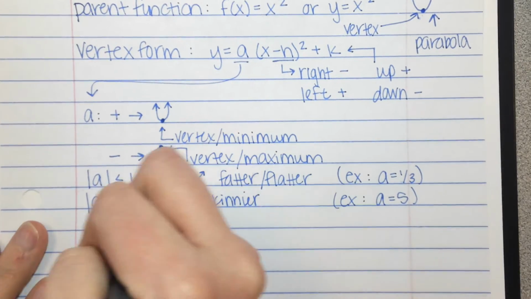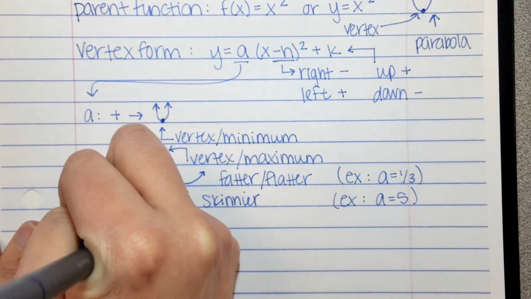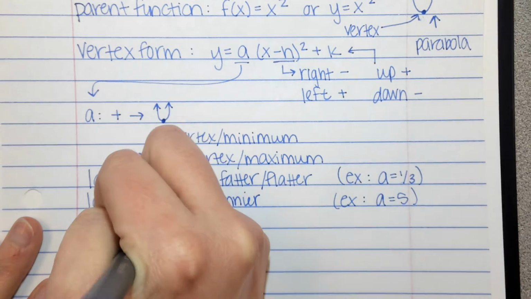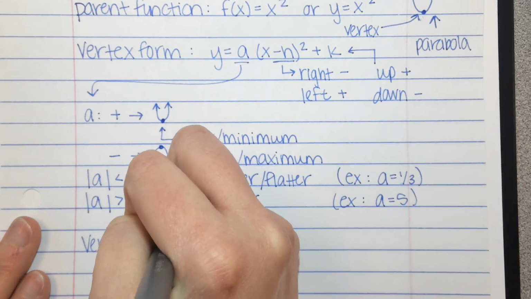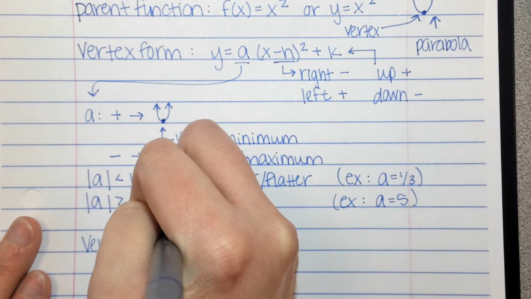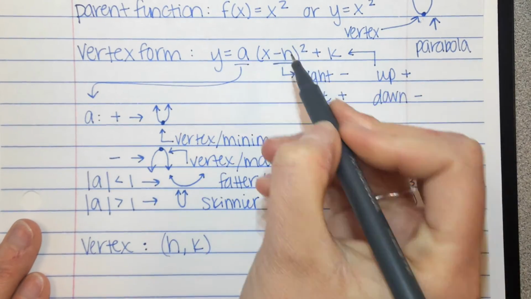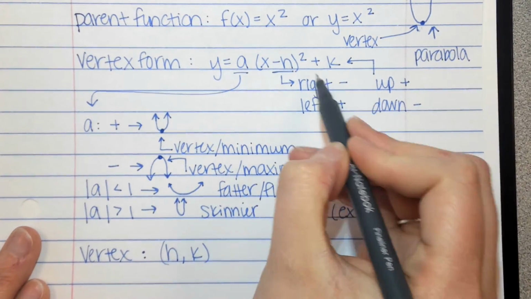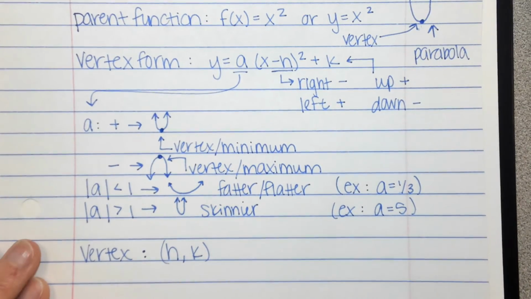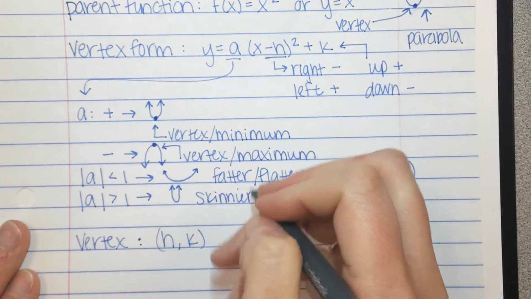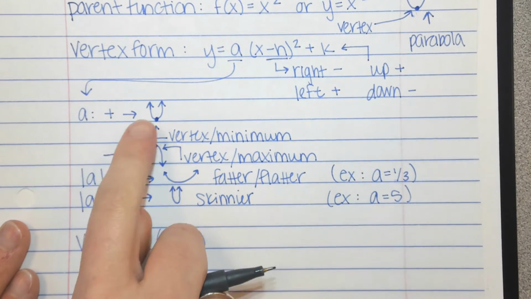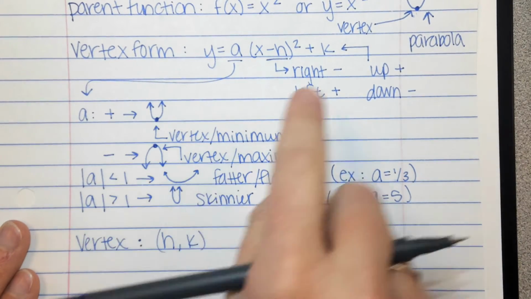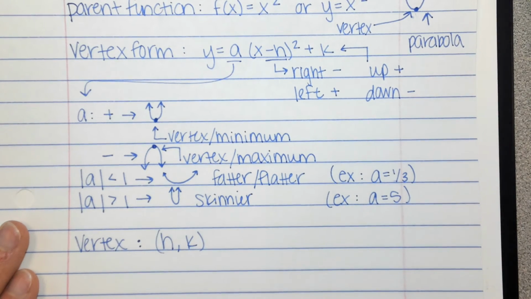Next, we can talk about the vertex. The vertex is super important in the vertex form. It's part of the name. So your vertex is h, comma, k. So you take the h out of the form, you take the k out of the form, and you make your vertex. And so, like I said, it's that top or bottom point on your parabola, okay?